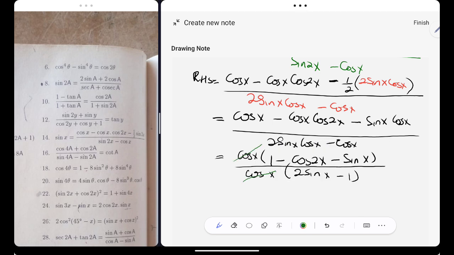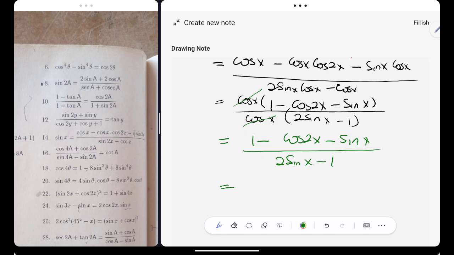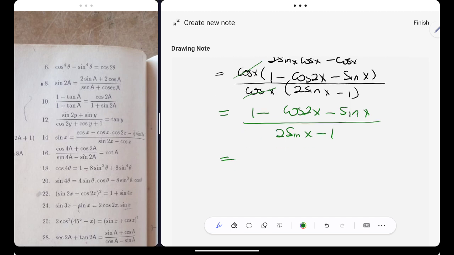These two will cancel one another. I'll be left with 1 minus cos 2x minus sine x all over 2 sine x minus 1. At the numerator, I have a 1 there. I must change my double angle identity for cos to the one that will eliminate that one. So I will choose this one.